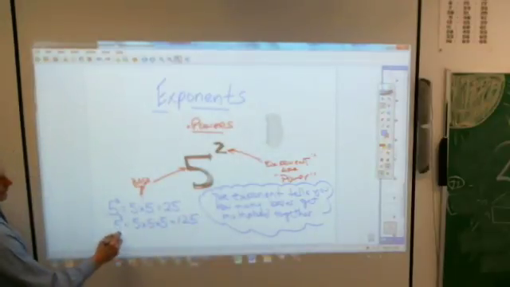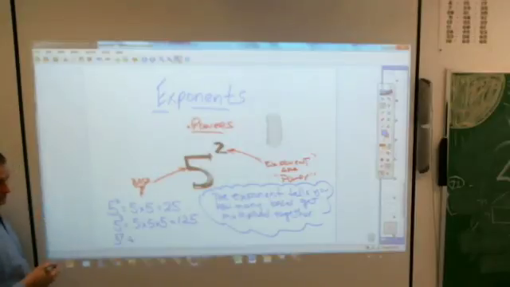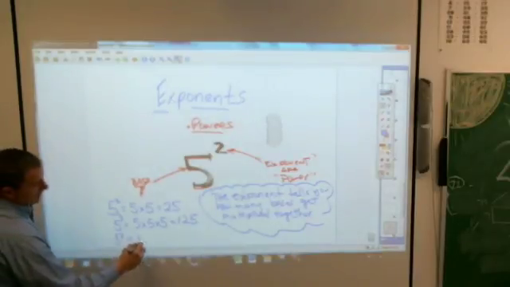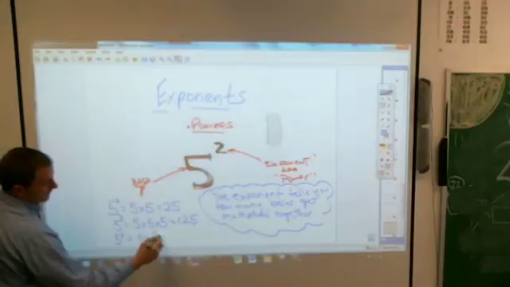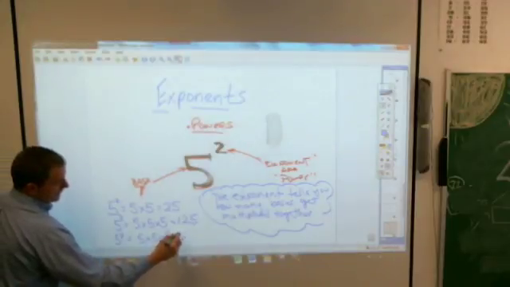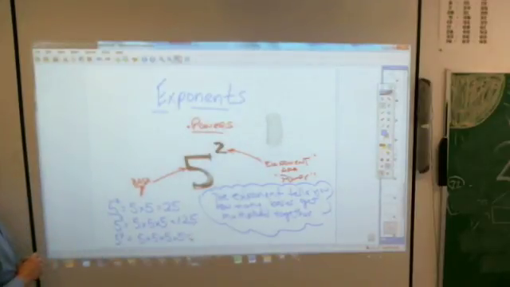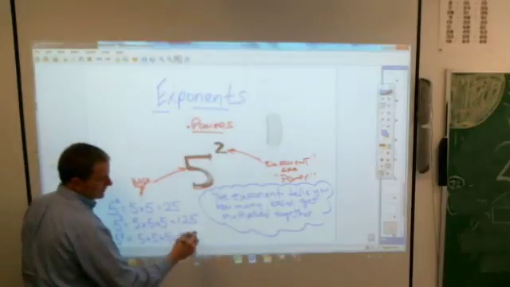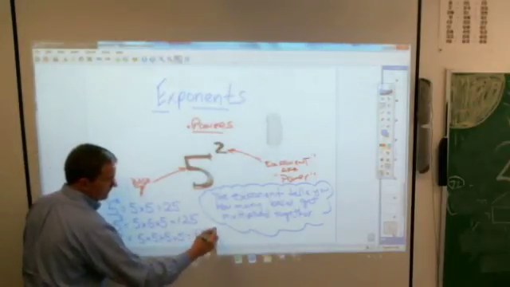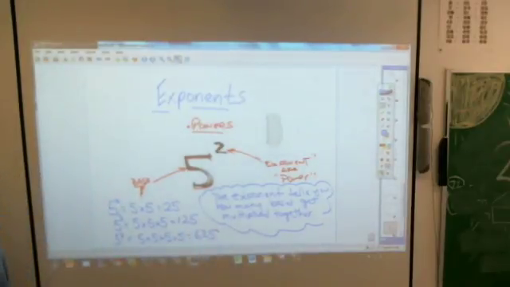If you had 5 to the fourth power, that's 5 times 5 times 5 times 5, which is 625. Now, a couple special cases for those of you that are in the scholastic bowl in case this comes up.